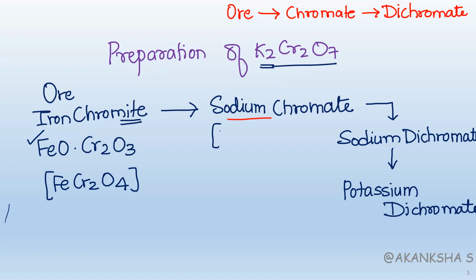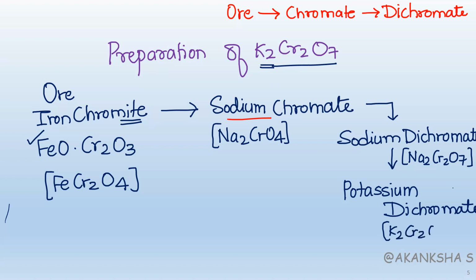Sodium chromate, as we had discussed earlier, is given by the formula Na2CrO4. Sodium dichromate goes by the formula Na2Cr2O7, dichromate, right? And just replacing the sodium, we get K2Cr2O7.